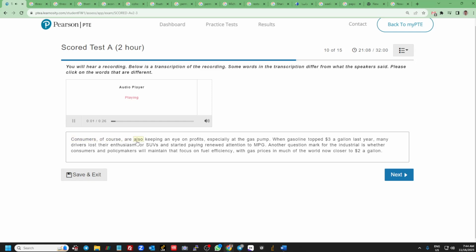Consumers, of course, are also keeping an eye on prices, especially at the gas pump. When gasoline topped $3 a gallon last year, many drivers lost their enthusiasm for SUVs and started paying renewed attention to MPG. Another question mark for the industry is whether consumers and policymakers will maintain that focus on fuel efficiency, with gas prices in much of the country now closer to $2 a gallon.